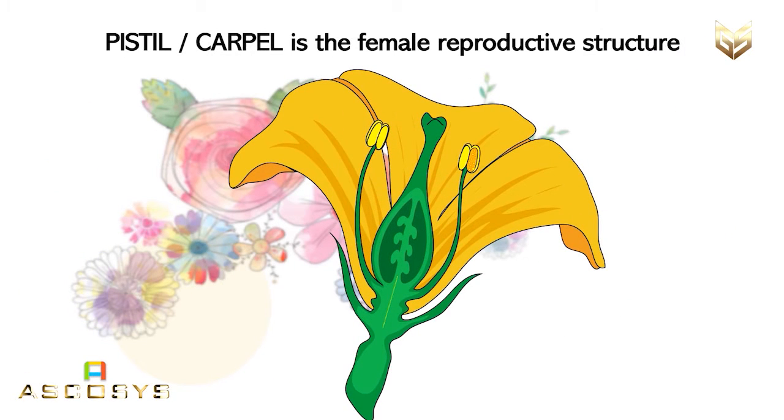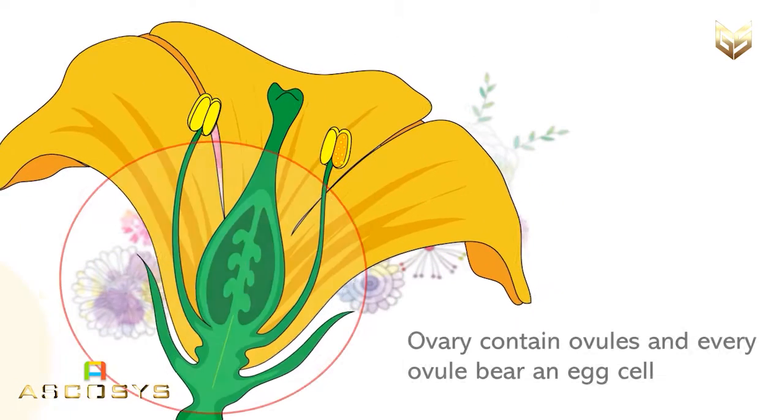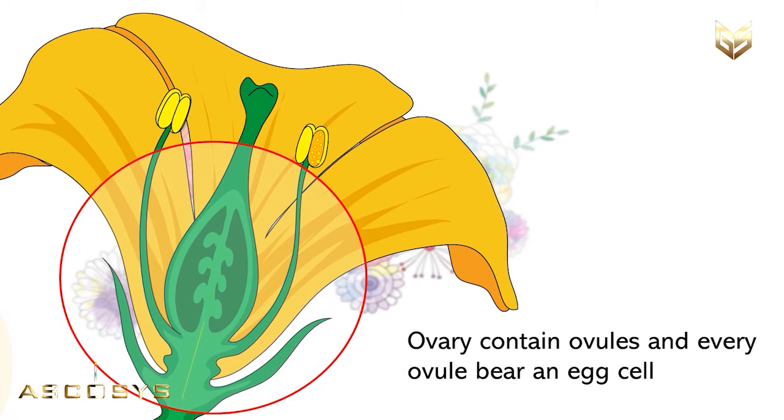Now this pistil, or we call it as carpel, is the female reproductive structure which consists of a swollen basal part, a middle elongated style, and the terminal one that is called as the stigma. And this ovary contains ovules and each ovule bears an egg cell.